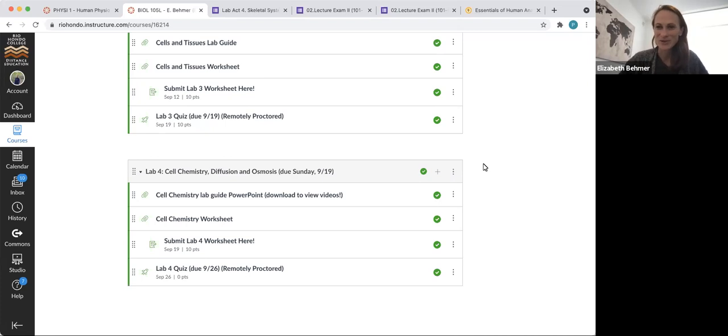I'm kind of going to repeat myself for those of you who are here. I just had to stop the recording, but your lab 3 quiz will be due this Sunday, and that lab 3 quiz will have pictures identifying organelles in the cell, as well as pictures identifying different types of tissue. I use the same pictures from the lab guide to identify those tissue types. It'll be completely multiple choice.